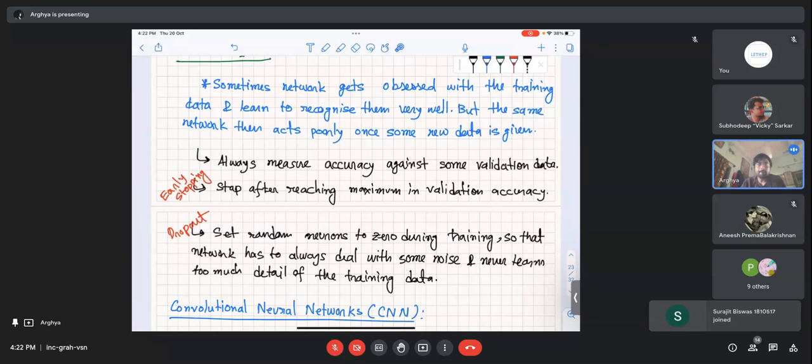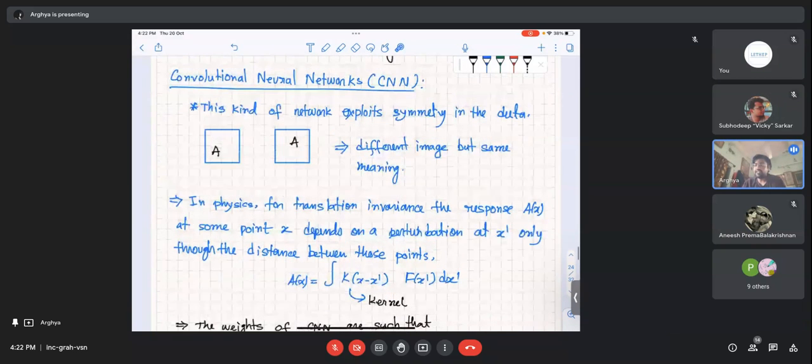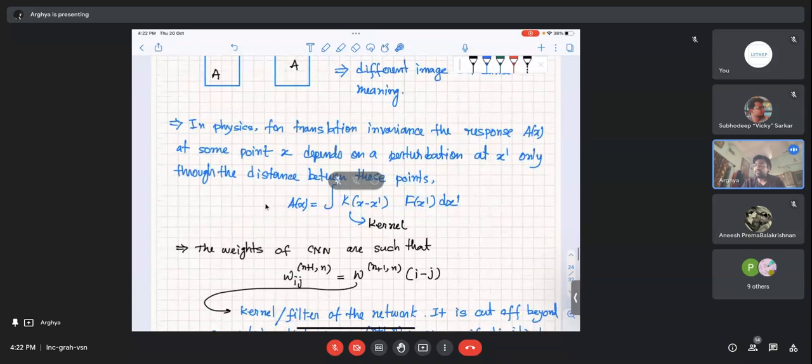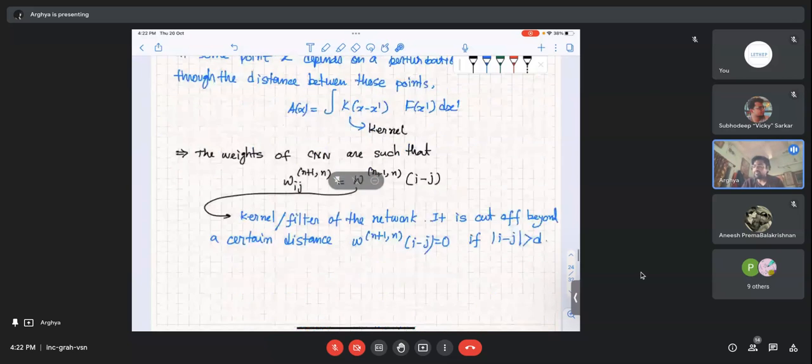Okay, good. For the time being I would skip convolutional networks, but I just want to mention something. Convolutional neural networks try to learn the symmetry of the data. So for example, if you put A here or A here, both of them mean the same thing, but they have different positions. This is the same as something we do in mathematics as well, this convolution, but I will not go there for the time being.